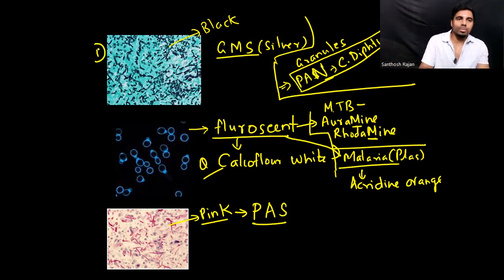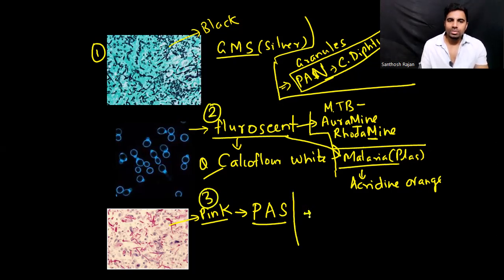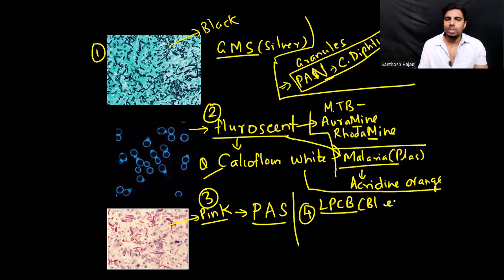Apart from this, number one, Gomori methenamine silver, number two, fluorescent, number three, PAS. We also have which one? LPCB. LPCB is lactophenol cotton blue. Some people call this cotton blue also.